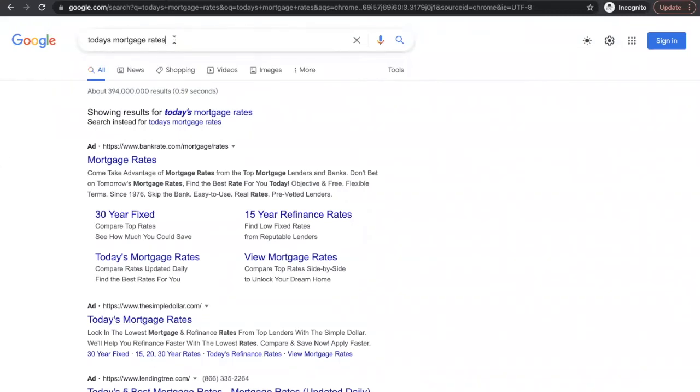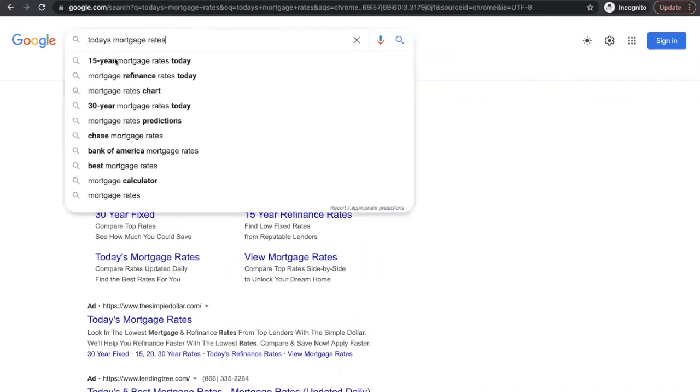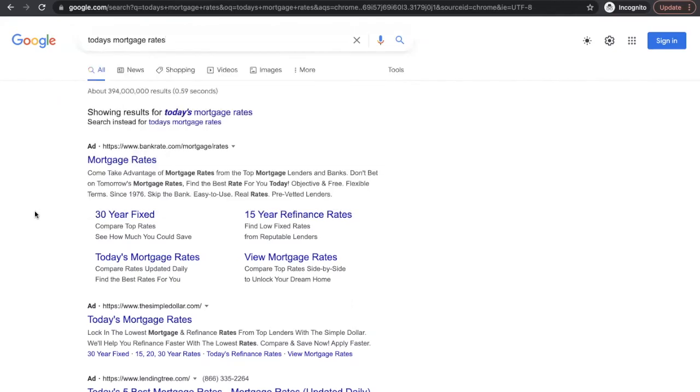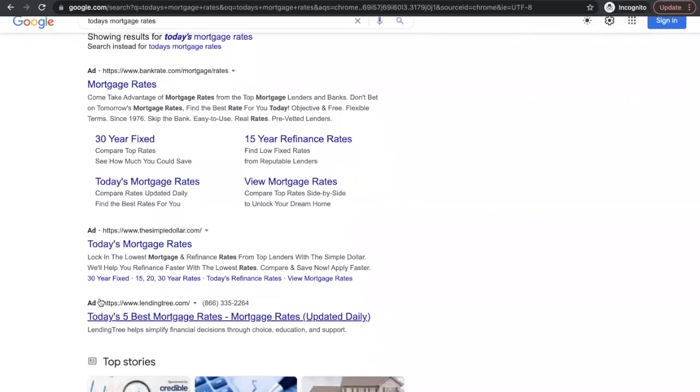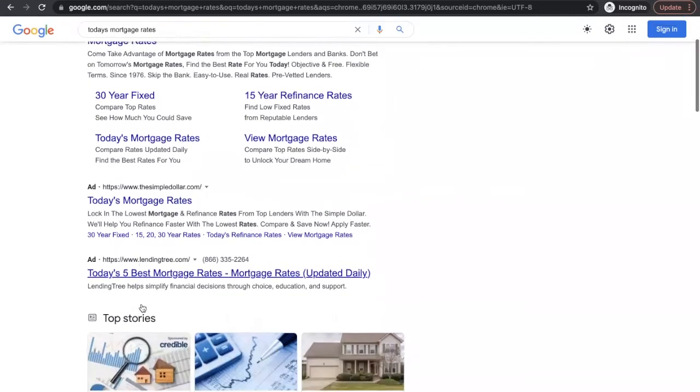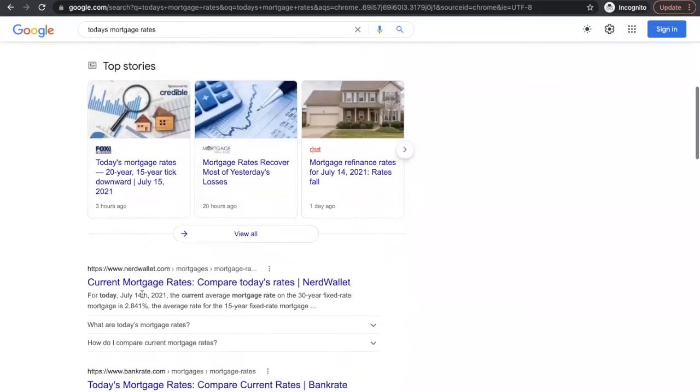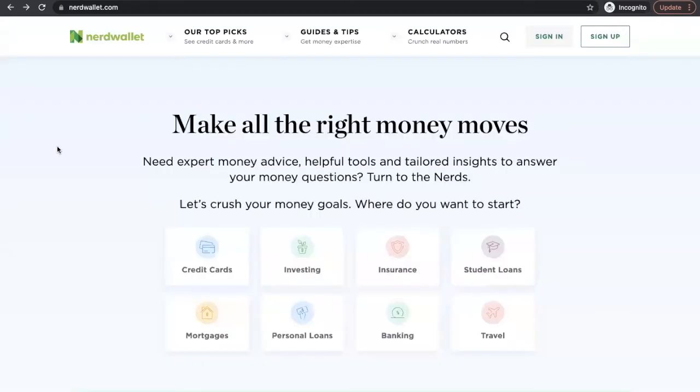So if you are Googling today's mortgage rates, similar to how you would on Bankrate, they don't show up in this particular ad set, but they do spend a lot of money on ads. You can see Bankrate, LendingTree are here, but the first non-ad result is NerdWallet. So they're high. That means they're creating a lot of content, a lot of SEO reach. So they are going to generate a lot of traffic back to their website. So someone clicks through here, and then they go to the NerdWallet website.